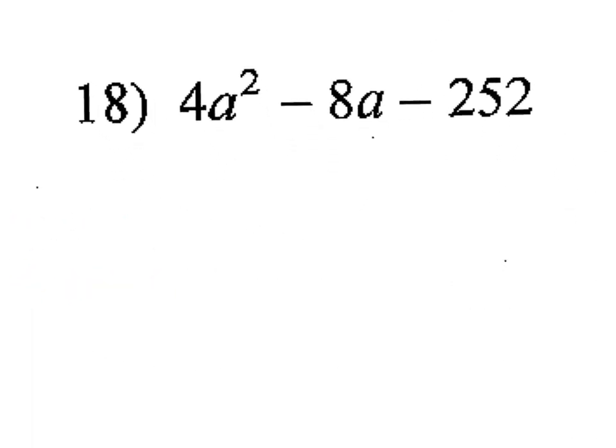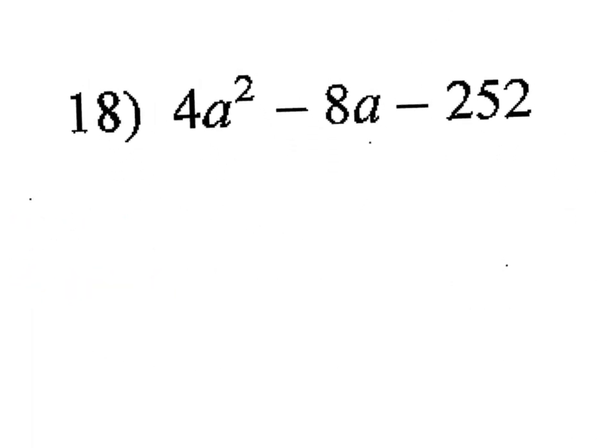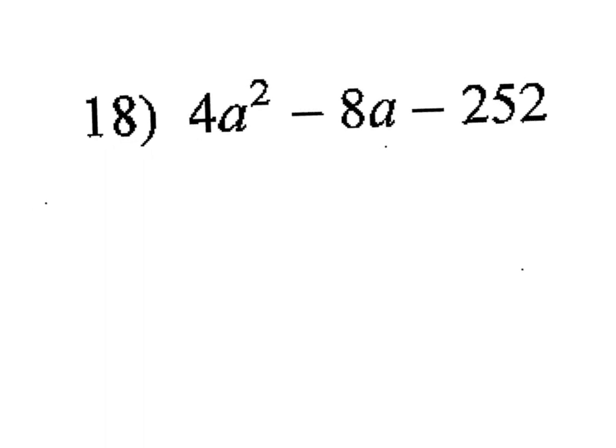Okay. All right, on this last one, definitely want to pull out a GCF on this guy. Okay, otherwise trying to come up with factors of 252 is going to be terrible. So I would highly recommend we go ahead and let's get that 4 out here first. So I've got a squared minus 2a and minus, let's see, 252 divided by 4 is 63.